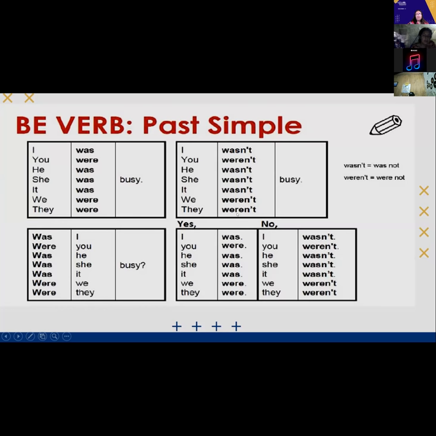Yes? Entonces, siempre vamos a recordar eso, ¿ok? I, he, she, it, was, wasn't. You, we, they, were, or weren't. ¿Ya? Preguntas hasta acá.